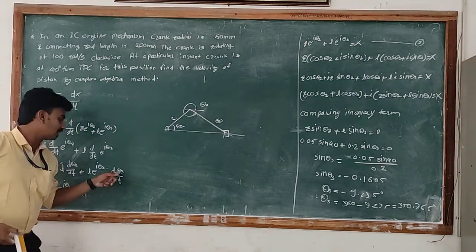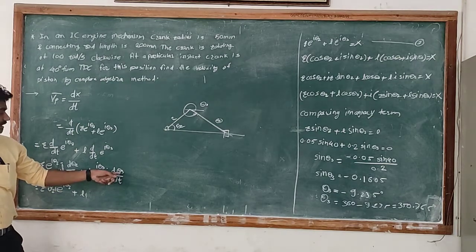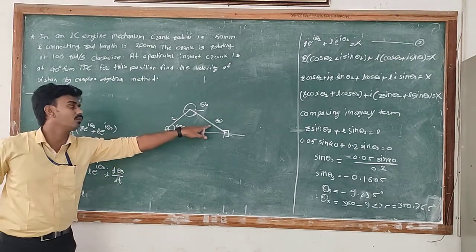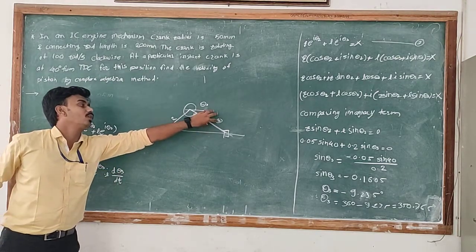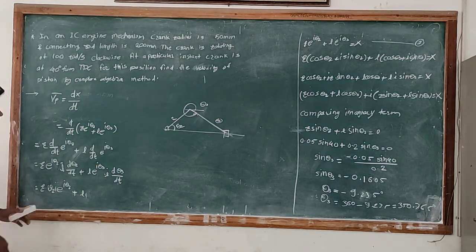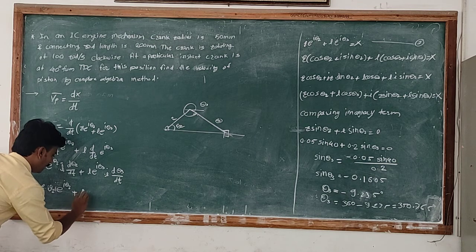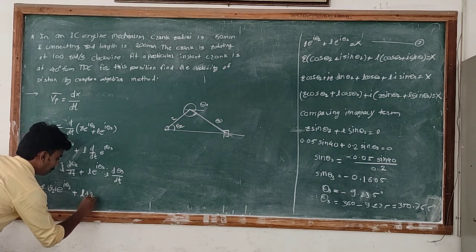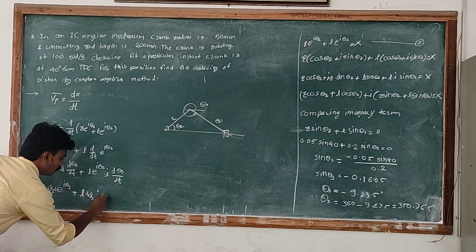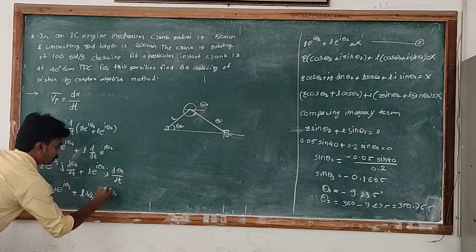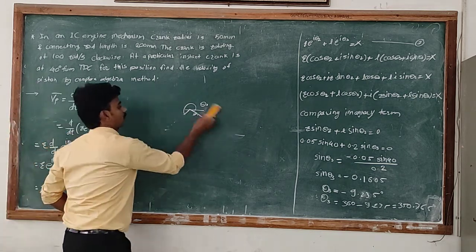dθ3/dt is the angular velocity of this connecting rod. So this is equal to omega 3. So here, L into omega 3 into i into e raised to i theta 3.